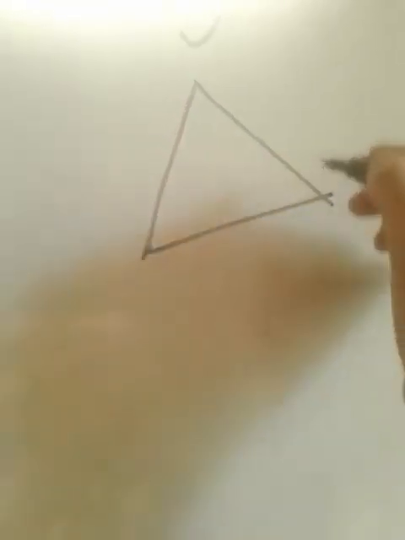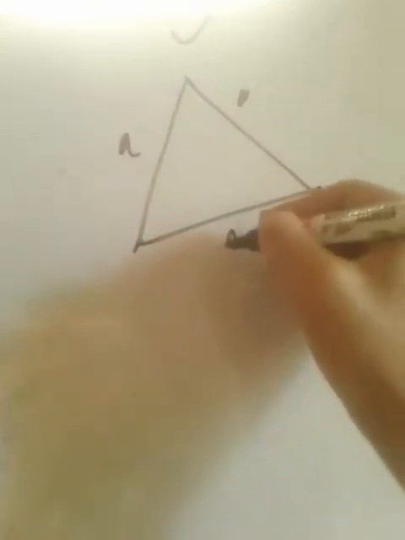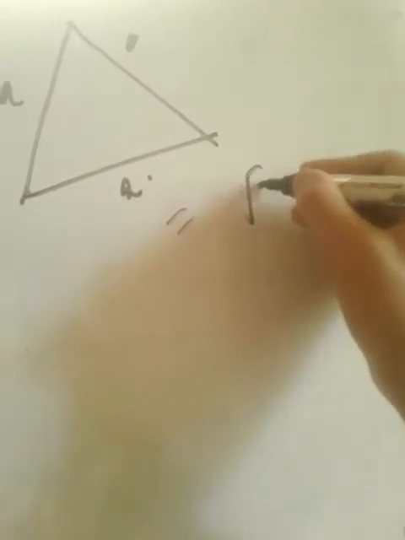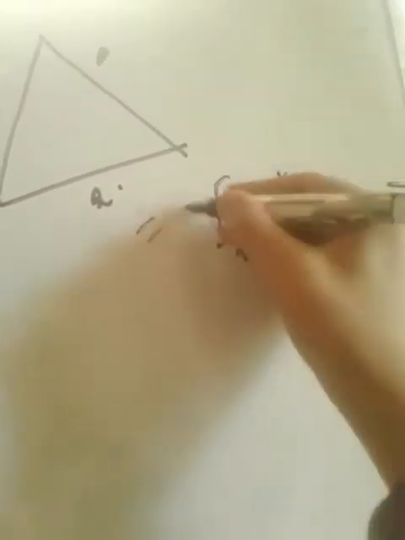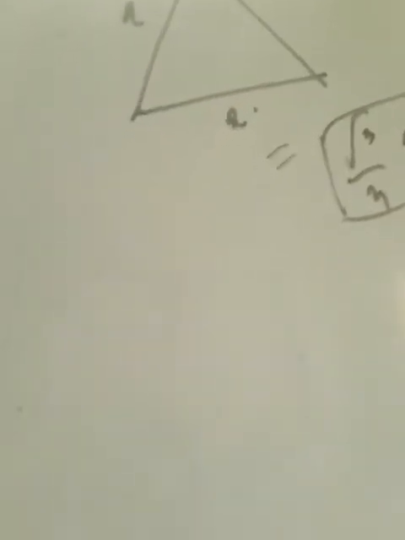You know there are different formulas for the area of a triangle. For example, in the case of an equilateral triangle with side a, its area is equal to root 3 divided by 4 into a square, where a is the side of the triangle.